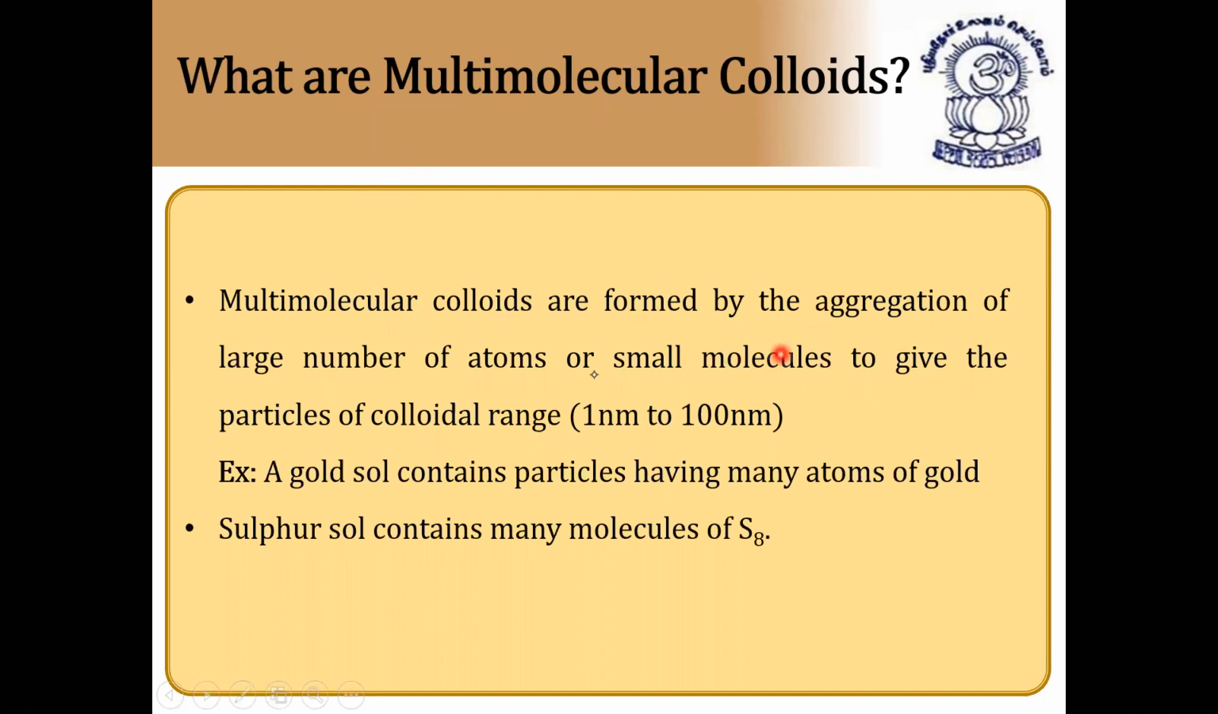Together they combine with each other. A large number of atoms come together or small molecules to give the particles of colloidal range, that is 1 nanometer to 100 nanometers. Example, a gold sol contains particles having many atoms of gold. Sulfur sol contains many molecules of sulfur. I hope it is clear. So this is nothing but multimolecular colloid.